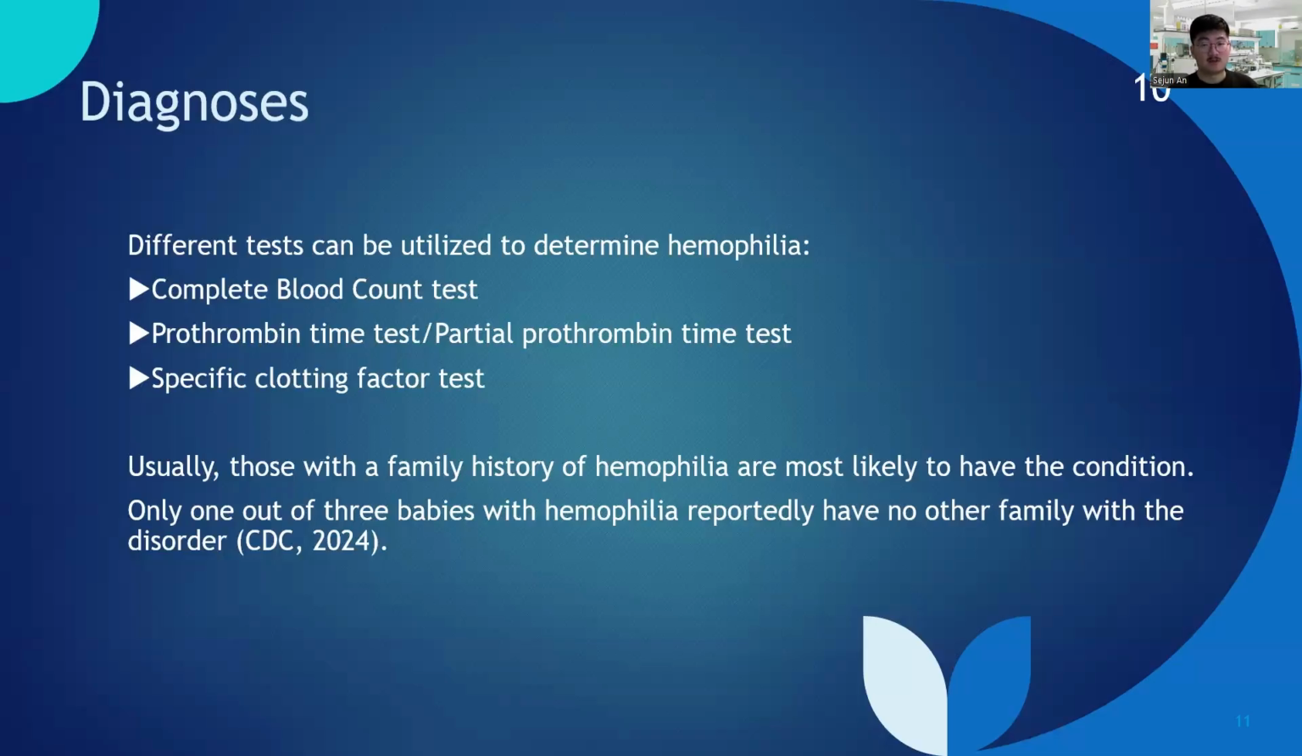Diagnoses are typically run on those with a family history of hemophilia, as they are the most likely to have the condition. The CDC reports that of those born with hemophilia, only 1 out of 3 babies will have no family with the disorder.